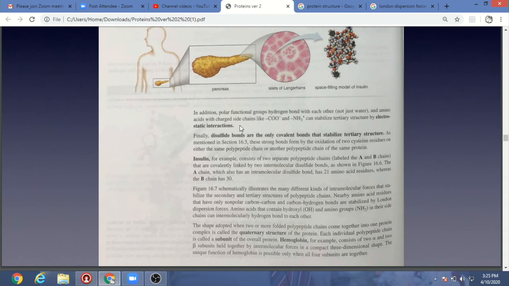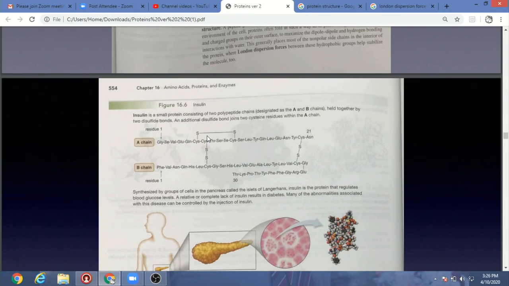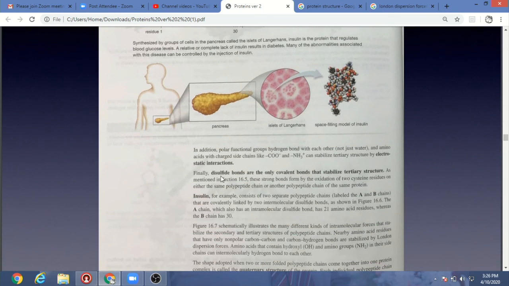Then those electrostatic interactions are kind of like a hydrogen bond, and that'll contribute to the overall shape. Finally, we just said this, but disulfide bonds are the only covalent bonds that stabilize tertiary structure. When you get amino acids attracted to other amino acids, that's not a real covalent bond, they're just an attraction. But when cysteine and cysteine form that disulfide bridge, that's an actual covalent bond again. Just reinforcing that.